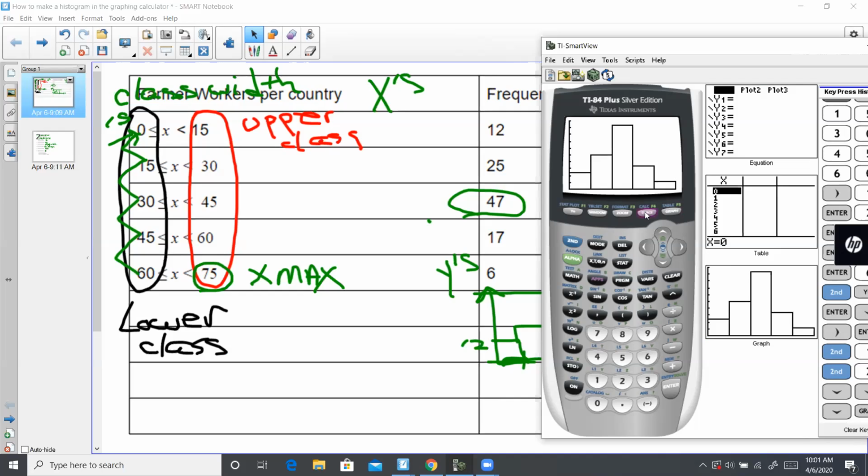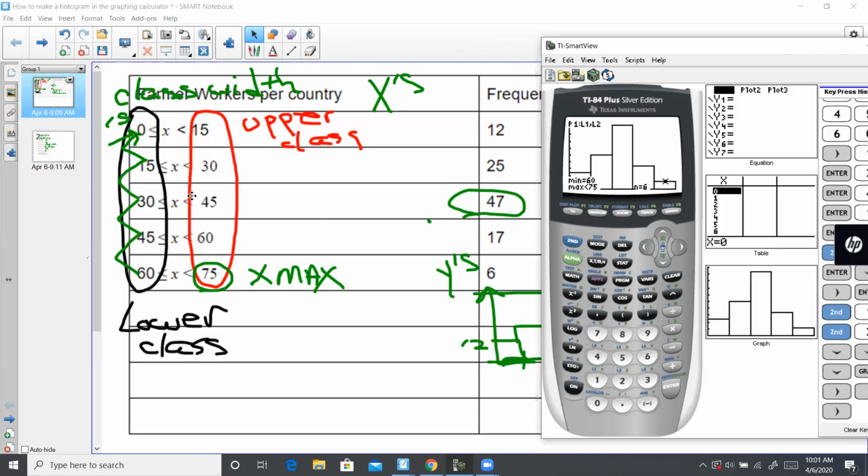Going to press trace, and here from 0 to 15 I have 12. 15 to 30 I have 25. See how it's matching this table quite nicely. 30 to 45 is 47. 45 to 60 is 17. And 60 to 75 is 6. So I have my histogram.